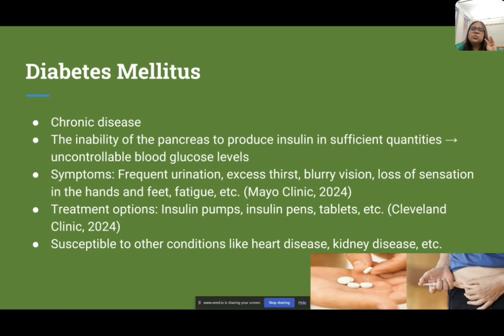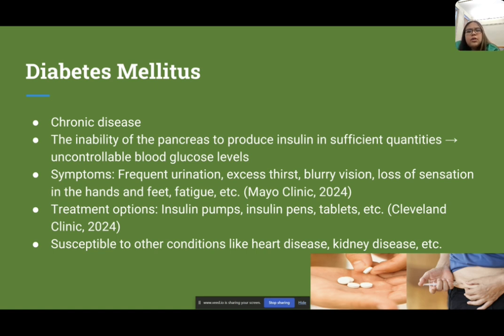So it's very important to meet with medical professionals who are trained to treat this, like an endocrinologist, to prescribe effective medications because it can really impact an individual's physical and mental health. However, it's medically defined as the inability of the pancreas to produce insulin in sufficient quantities, which leads to uncontrollable blood glucose levels.